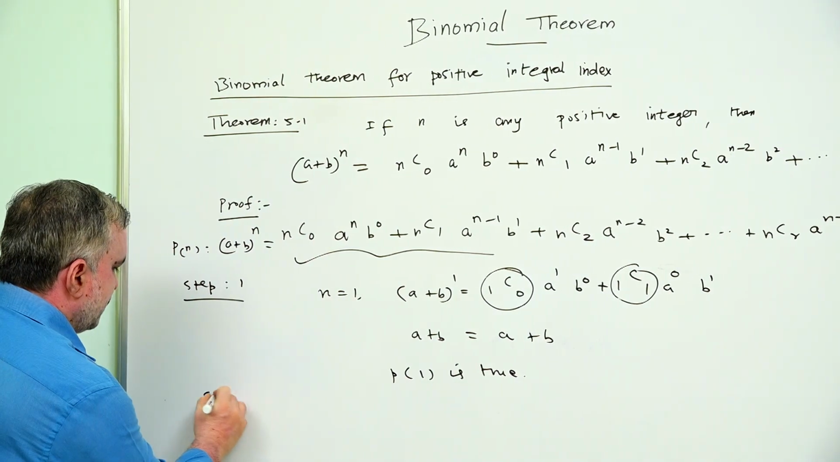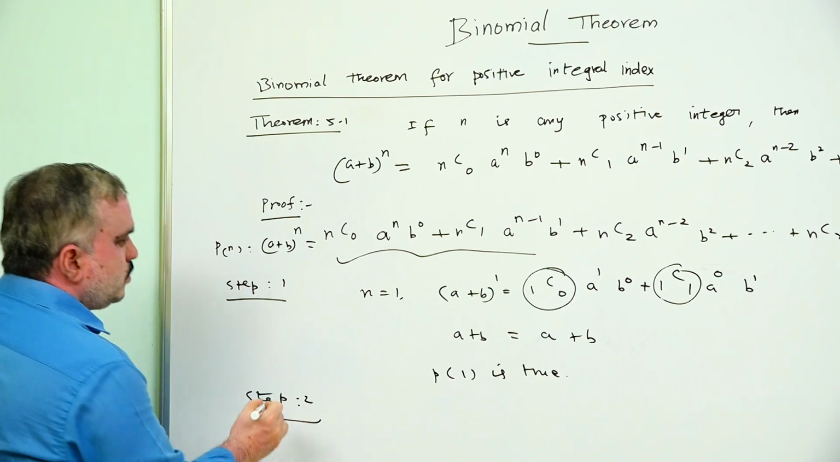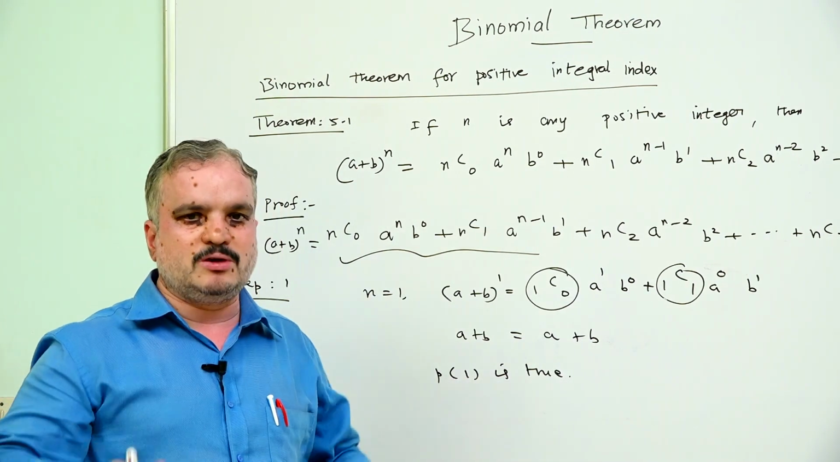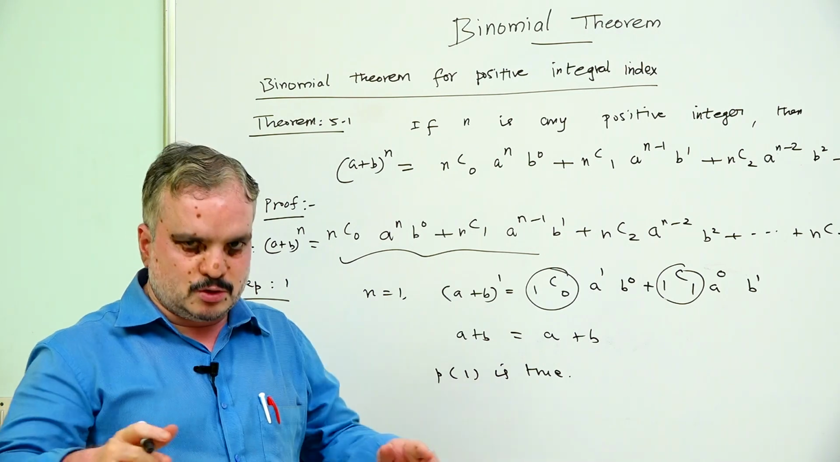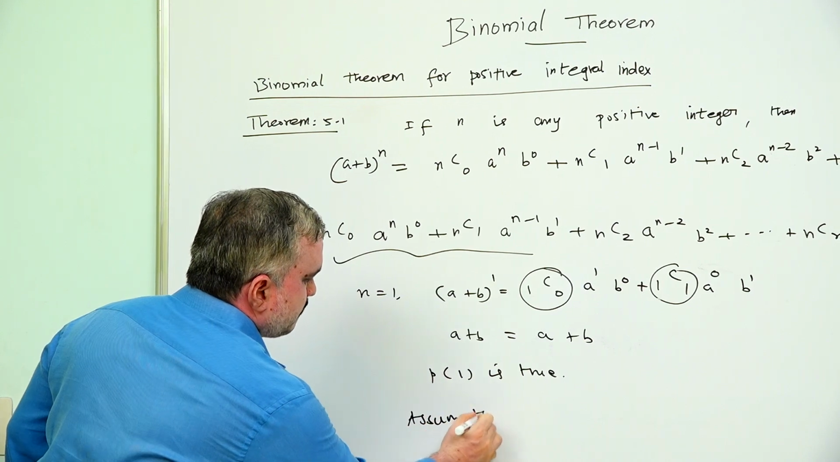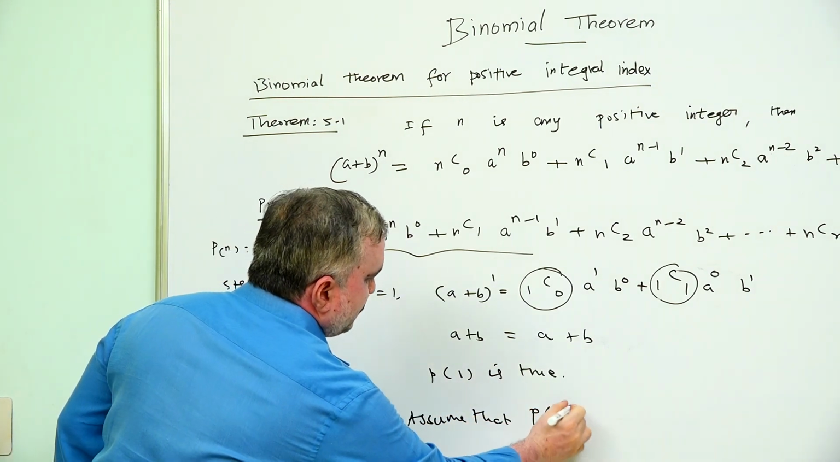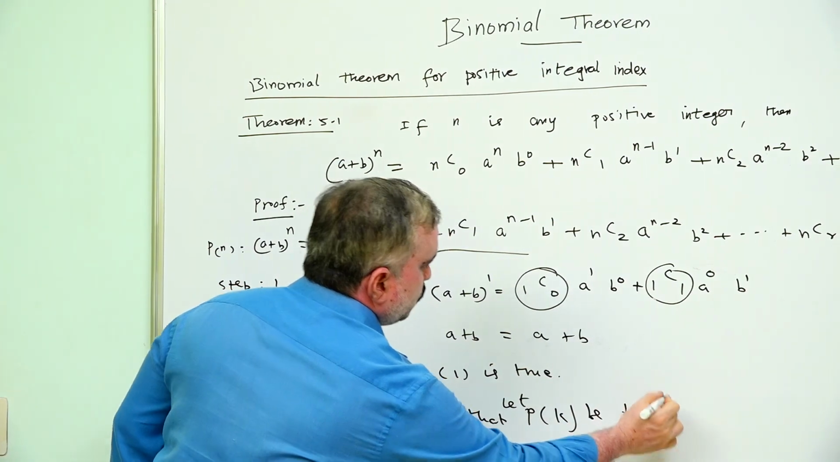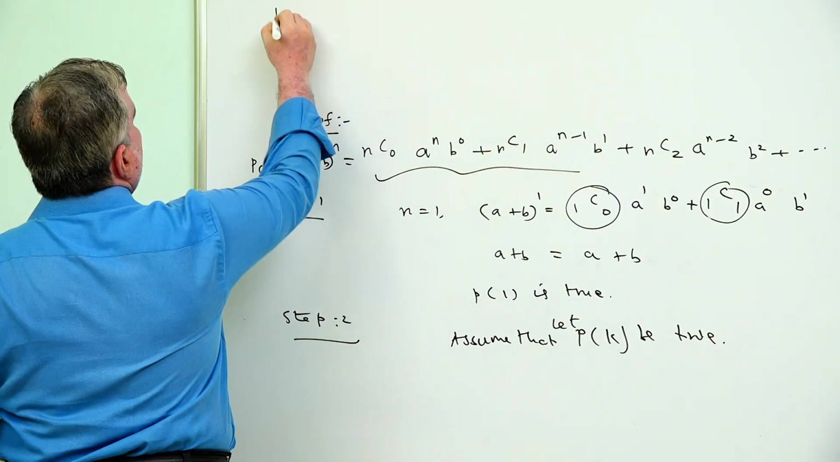So, step 2: let us assume that P(k) be true. For n equal to k, the theorem is true, we should prove. So assume that P(k), let P(k) be true.